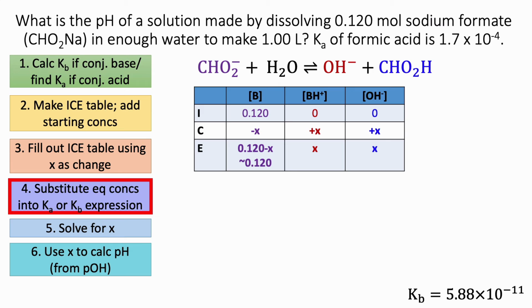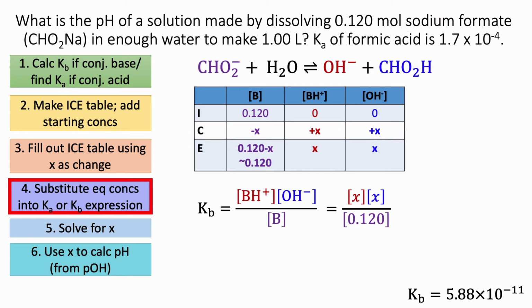Now we're going to substitute the equilibrium concentrations into the Ka and Kb expressions. Before we do, I'm going to assume that X is going to be very small, and that should be pretty easy to tell because if you look at the Kb, it's 5.88 times 10 to the minus 11th, which is a super small Kb, so we're really going to have a small x. So I think it's reasonable to say that the base concentration will remain about 0.120, although we will check that later.